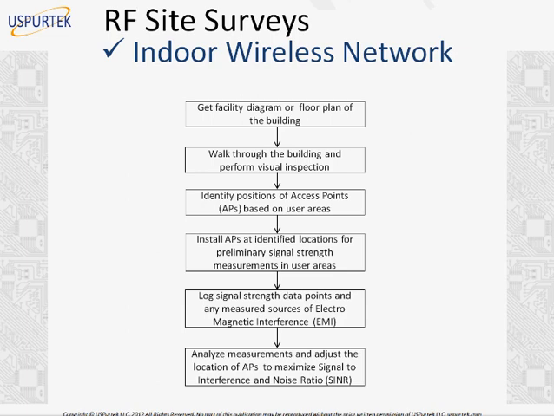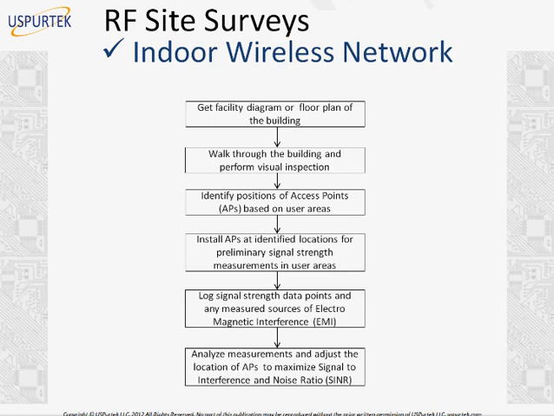Where is the user sitting on the desks, so that we can optimize our coverage of the area. Then we install access points at identified locations for preliminary signal strength measurements in user areas. And then we log signal strength at certain data points and any measured sources of EMI.